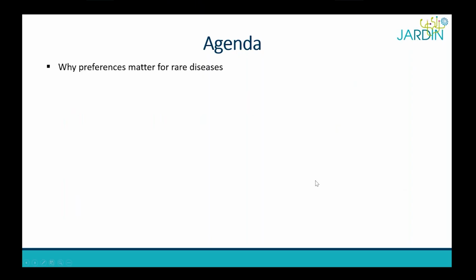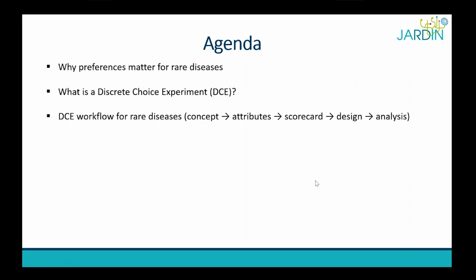So this is the agenda for my presentation. We'll start with why preferences matter for rare disease. And then I will introduce what a discrete choice experiment is and some discrete choice experiment terminology. And then I will talk about the DCE workflow for rare disease, like the different steps that one has to follow when conducting a discrete choice experiment. And then I will demonstrate what is called the attribute scorecard, which is an important part of the attributes development stage when conducting a discrete choice experiment.